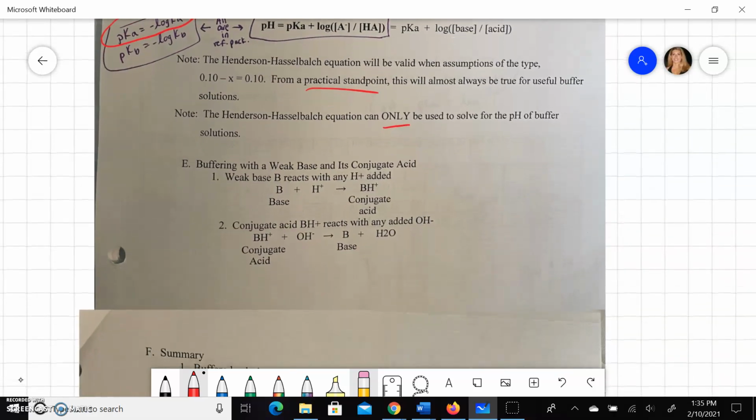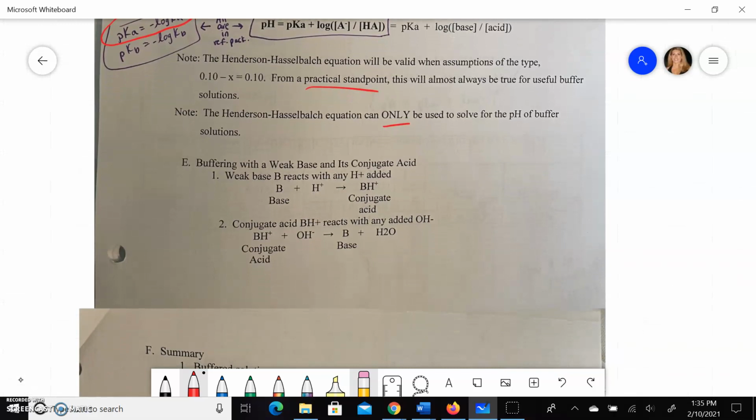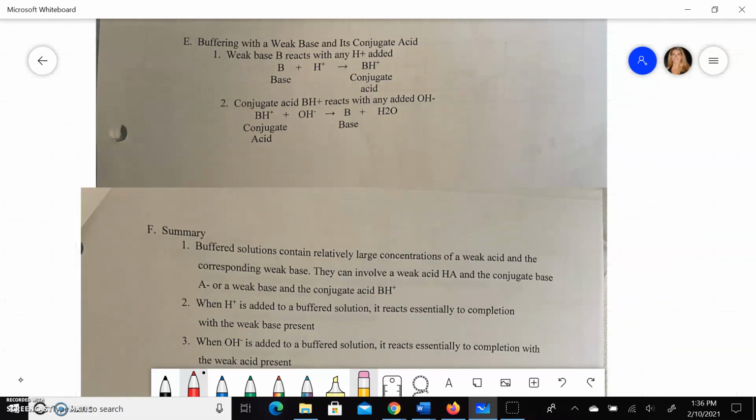Here's an example of a weak base with its conjugate acid. We didn't do this yet, we did the acid one. So if you have a weak base and its conjugate and you add H+, it's going to react with the weak base. If you add hydroxide, it's going to react with the conjugate acid. So again, the whole point of a buffer is that you have two things. One of them will react with H plus and one will react with hydroxide. So no matter what you add to the solution, whether you're adding H plus or OH minus, the pH is not going to change.